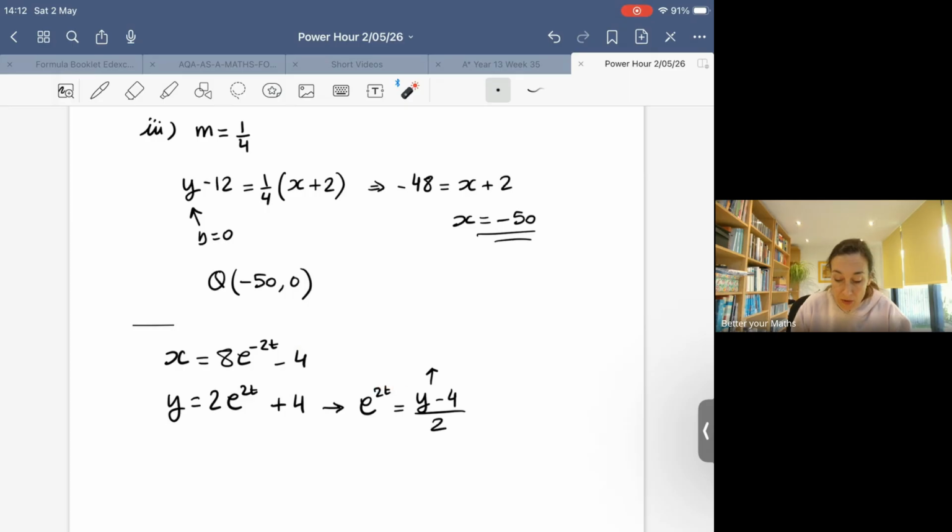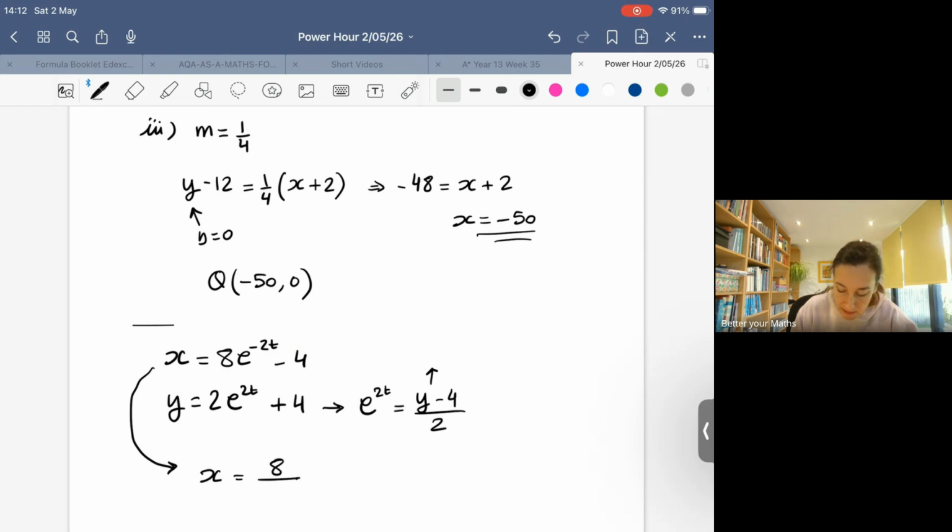How am I going to substitute e to the minus 2t? Just bringing this back to the denominator first. Yeah, I think that is probably better. So your x, if I go here, your x really is 8 over e to the 2t minus 4, yeah? And then is where I can substitute this one, if that makes sense. So we want the exponent positive, yeah? So I have x is 8 over y minus 4 divided by 2, and then minus 4.